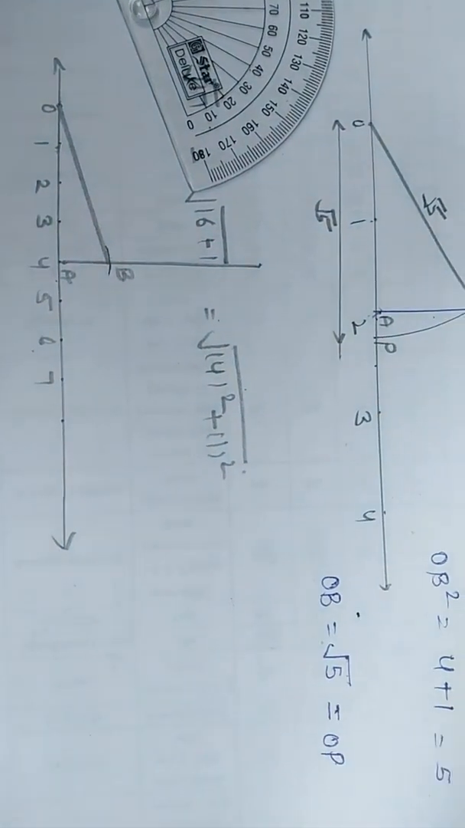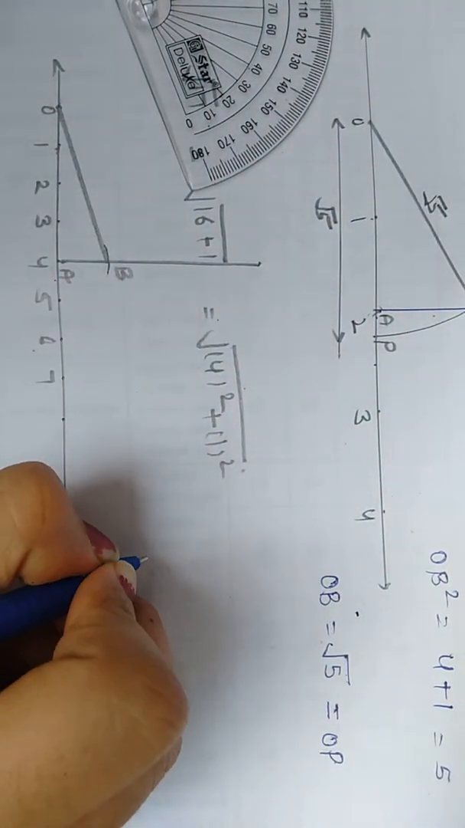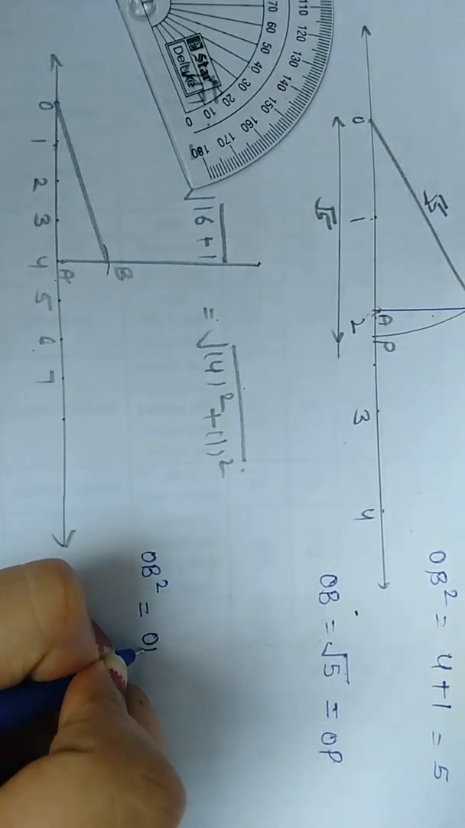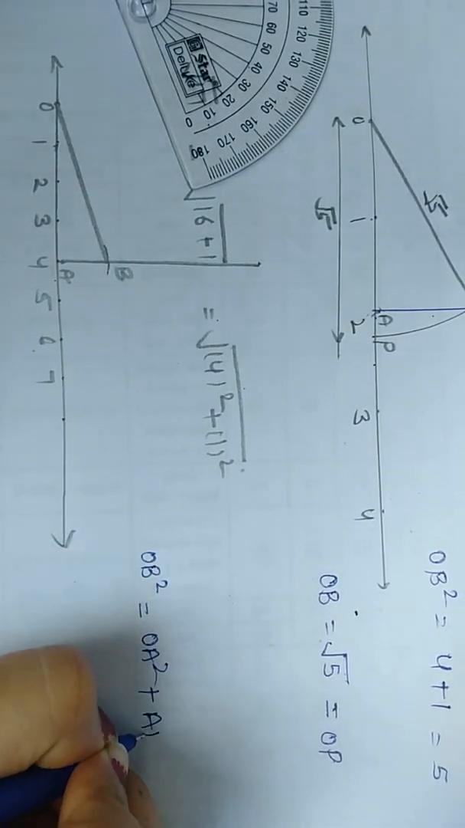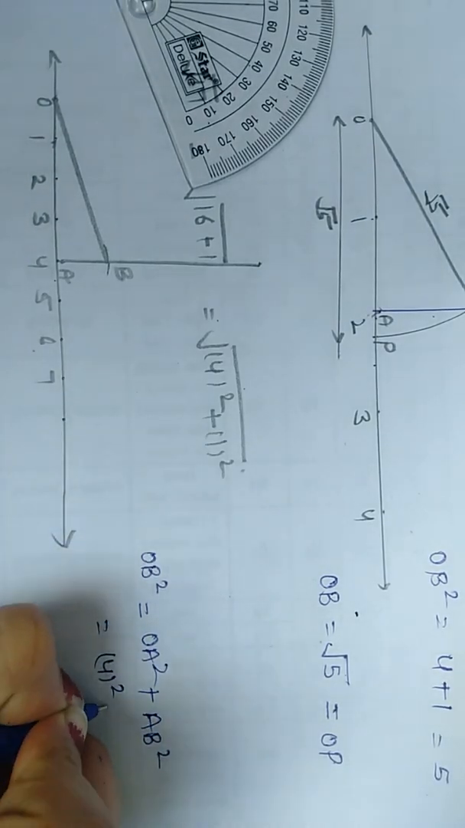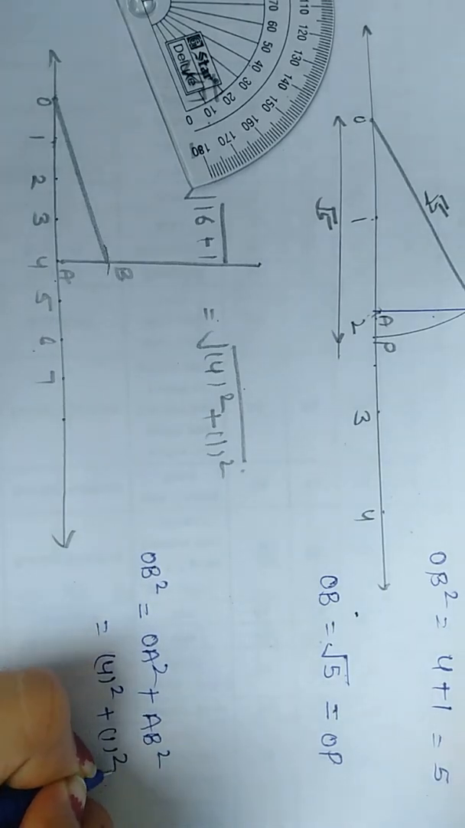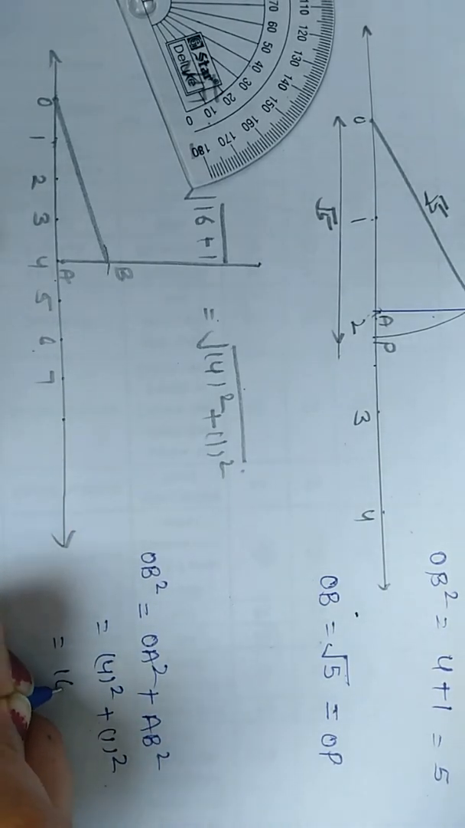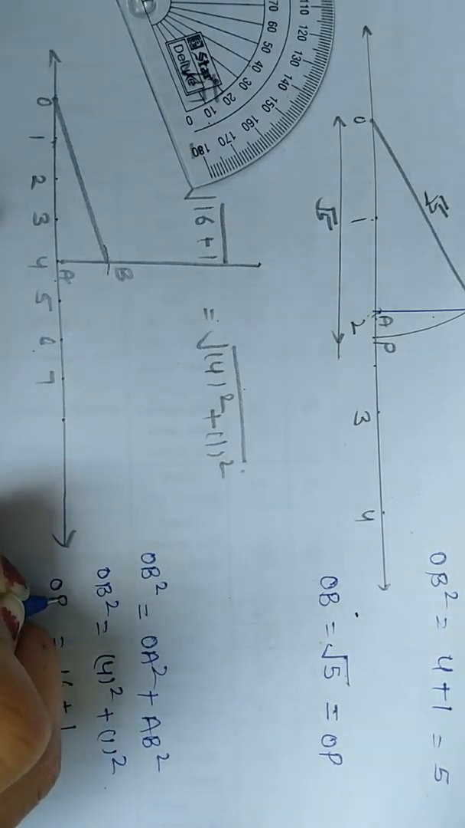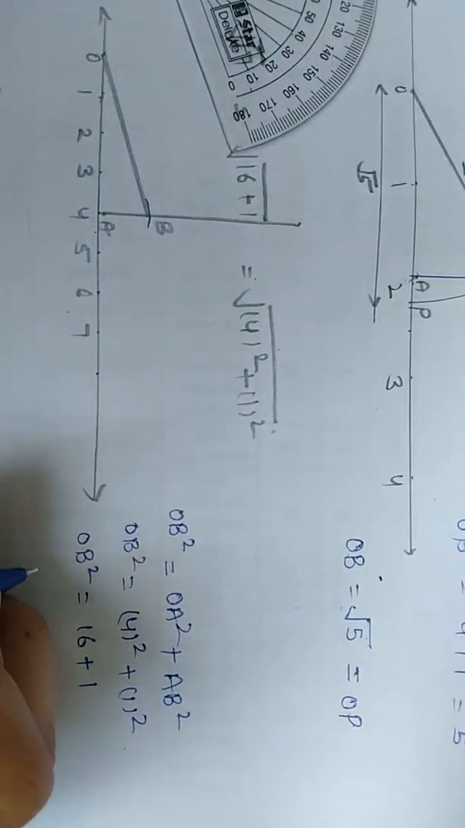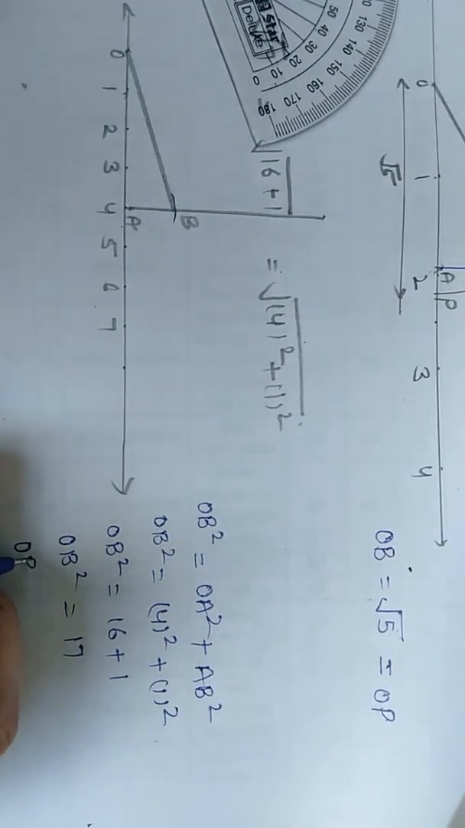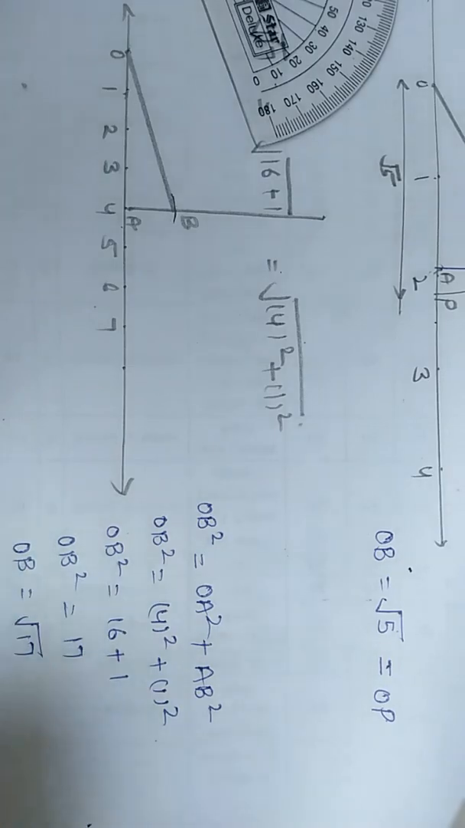What we have to do now, we have to find the value of OB by using the Pythagoras theorem. OB square equals OA square plus AB square. We know that OA is equal to 4 and AB is equal to 1. So 4 fours are 16, and 1. This is OB square. So OB square is equal to 17 and we have the value of OB, that is under root 17.